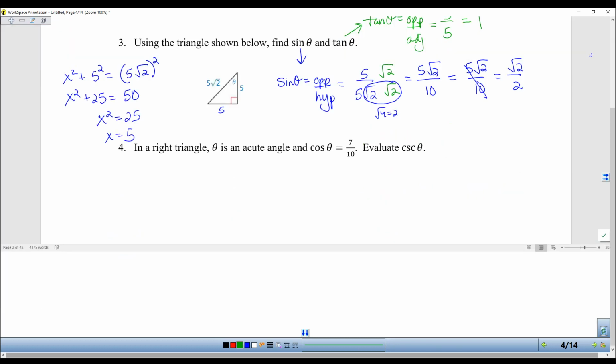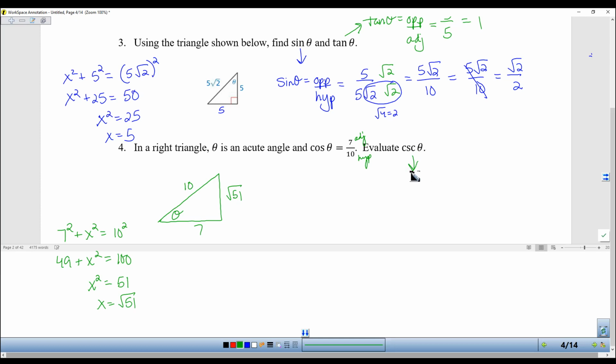Number 4. In a right triangle, theta is the acute angle. So this time I'll put it down here on the bottom, since we just did 2 with it in the upper corner. And cosine is adjacent over hypotenuse. So 7 over 10. I do need to find that third side. So 7 squared plus x squared is equal to 10 squared. 49 plus x squared is equal to 100. X squared is equal to 51. So that other side is the square root of 51.